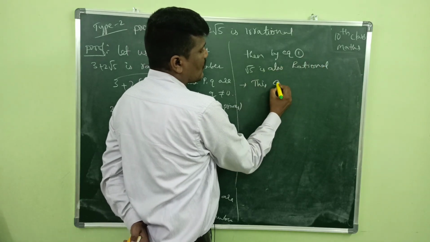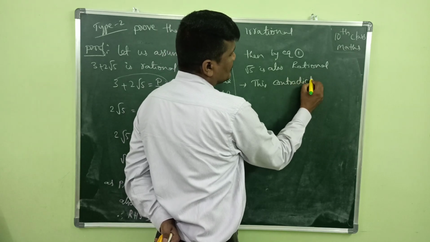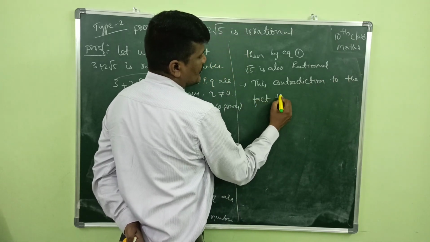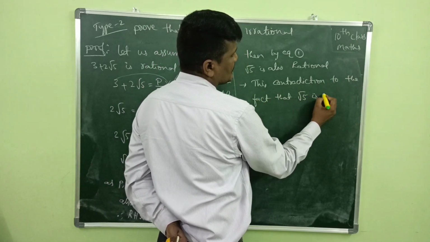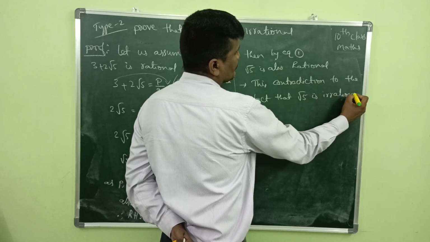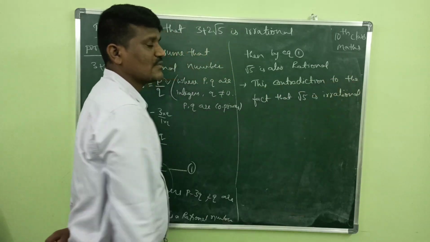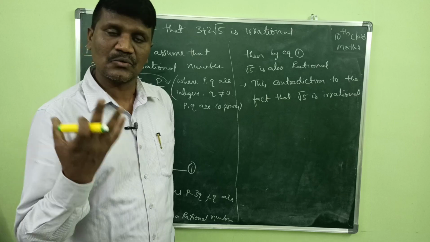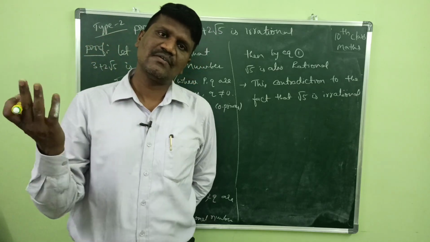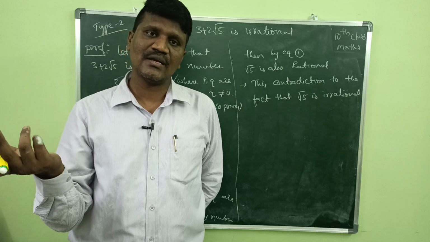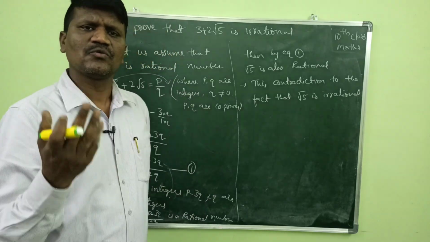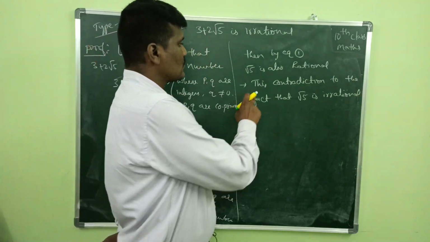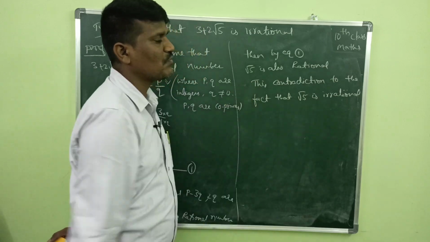Root 5 is also rational. This contradiction to the fact that root 5 is irrational. Because the fact we know that root 5 is irrational, root 2 is irrational, root 5, whatever is there, root n, where n is not a perfect square, is an irrational number. Root 5, root 6, root 7, root 8, root 10, like that, all are irrational numbers, that we know. So this contradiction to the fact that root 5 is irrational.